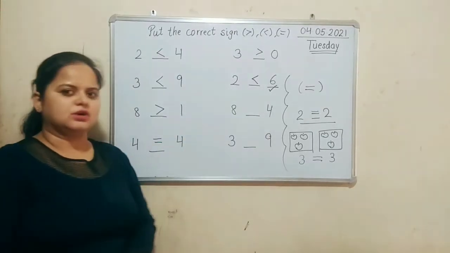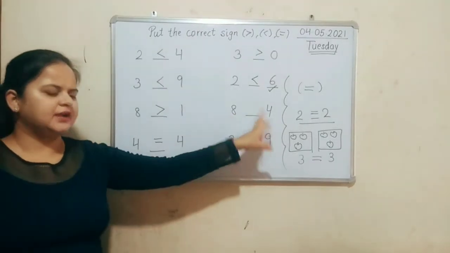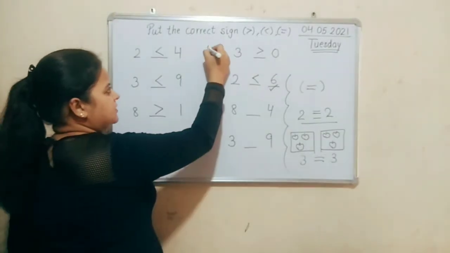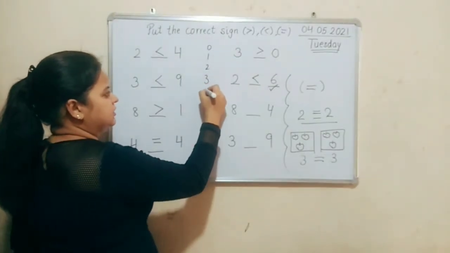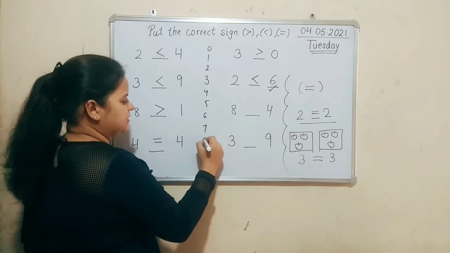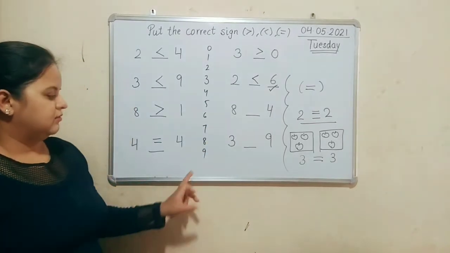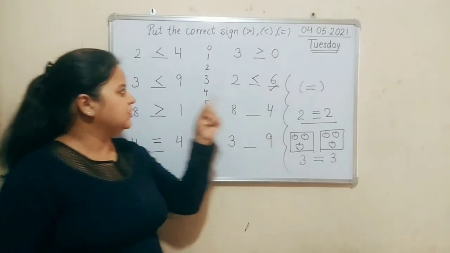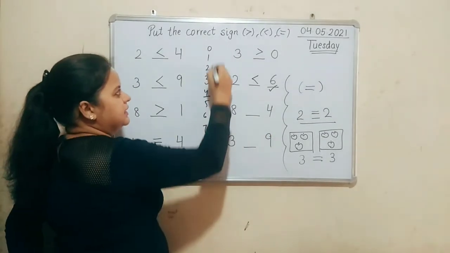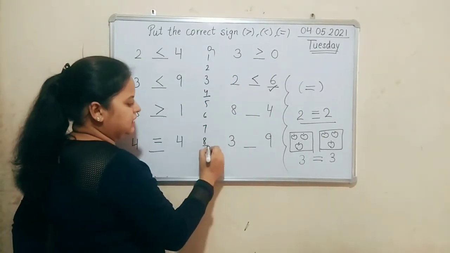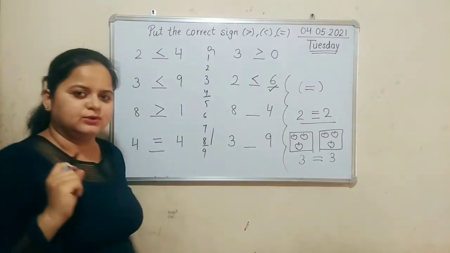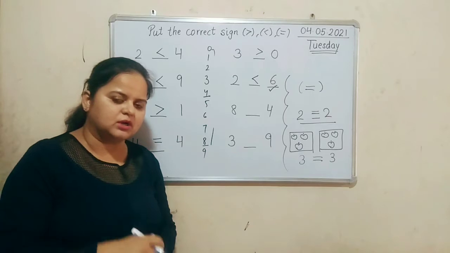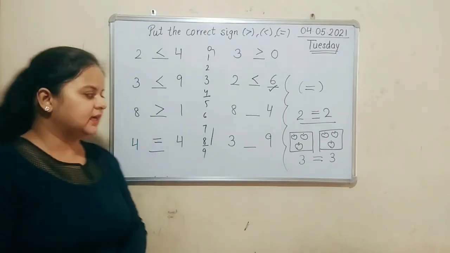8 and 4. Which is the greater number? From 0 to 9: 0, 1, 2, 3, 4, 5, 6, 7, 8, 9. We have all these numbers here on the board, and 4 you can see is near 0 and 8 is far from 0. 8 comes much later and 4 comes first, means 4 is the smaller number and 8 is the greater number.